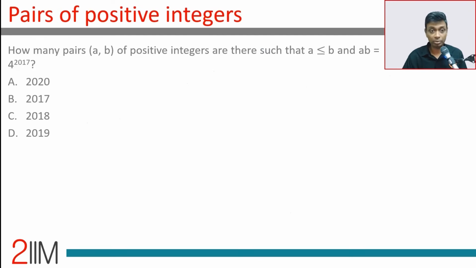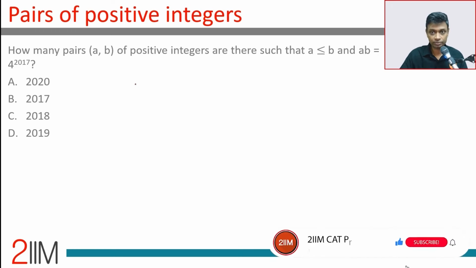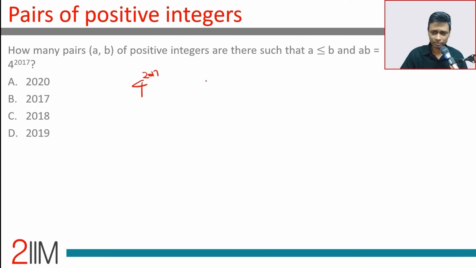How many pairs (a, b) of positive integers are there such that a is less than or equal to b, and ab is 4 power 2017? 4 power 2017, you want to write it as a into b. Product of two natural numbers is some number. And how many ways can that be done? We know how that can be done. Find the number of factors, divide by 2.